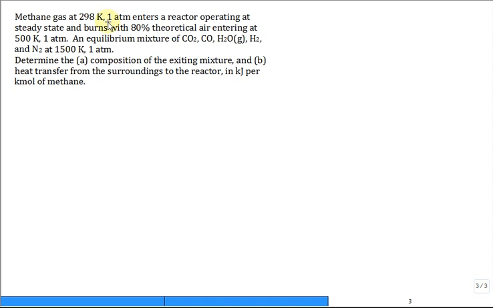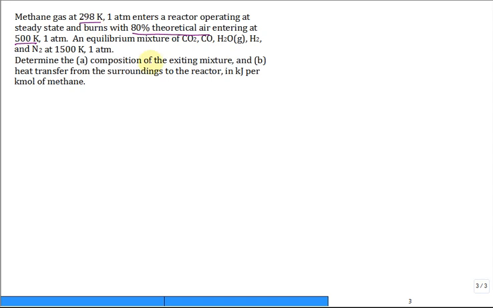Methane at 298 K, 1 atm enters the reactor operating at steady state and burns with not enough air, only 80% theoretical air. And the air comes in hot at 500 Kelvin. So that's another twist when you do an energy balance. But the fuel does not come in hot. It's just methane at 298.